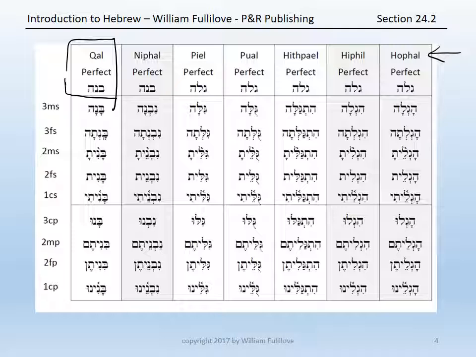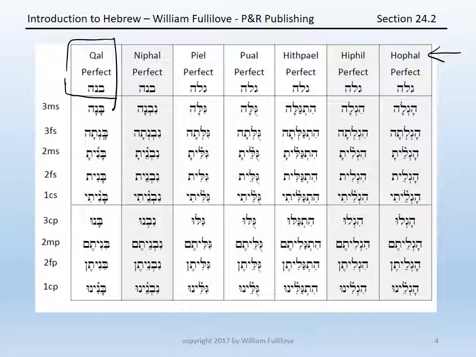So again, our Qal perfect paradigm, starting in the third masculine singular, is bana, banata, banita, banit, baniti. And then in the plural, banu, banitem, baniten, baninu. Now in the Nifal perfect, you will see the tip-off of the Nifal, which is the prefix nun with a hireq, and then the same endings.